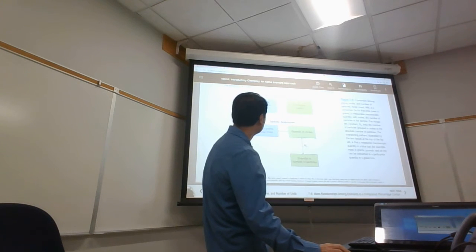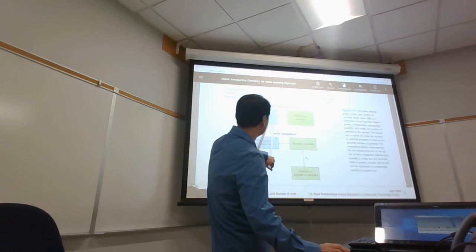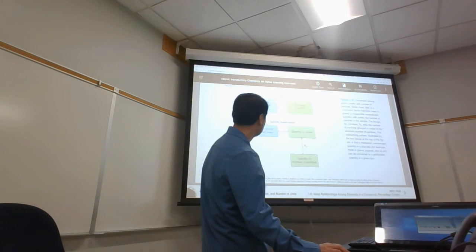So this is just a general one. It's not specific. It's just a measured quantity. And the measured quantity could be milliliters, grams, whatever. So here's a specific application.